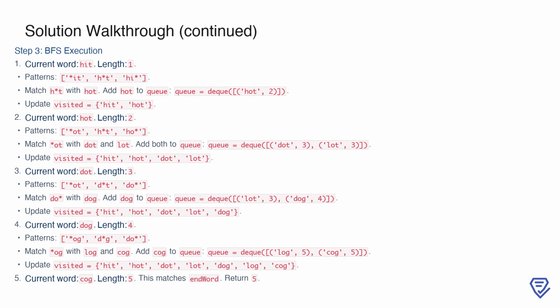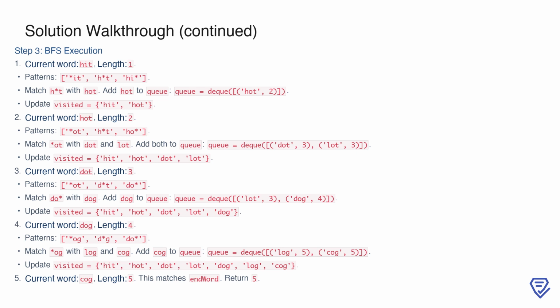Moving on to dot, with a length of 3, its patterns are *ot, d*t, and do*. Matching do*, we find dog. Adding dog to the queue, we now have lot, 3, dog, 4, and an updated visited set.